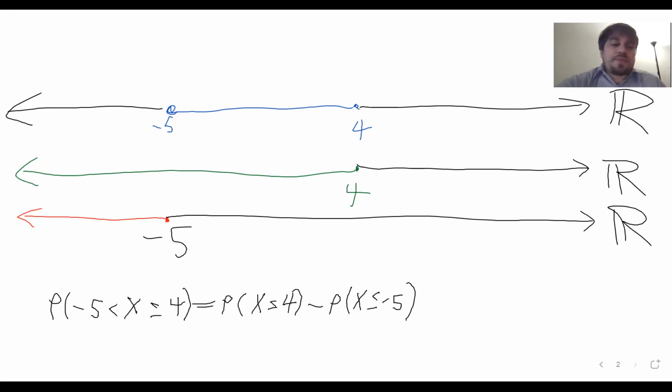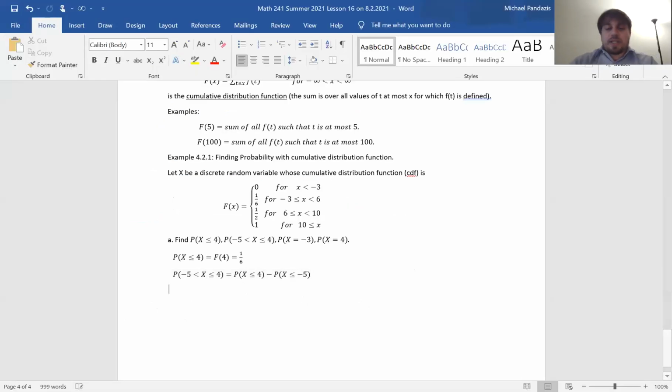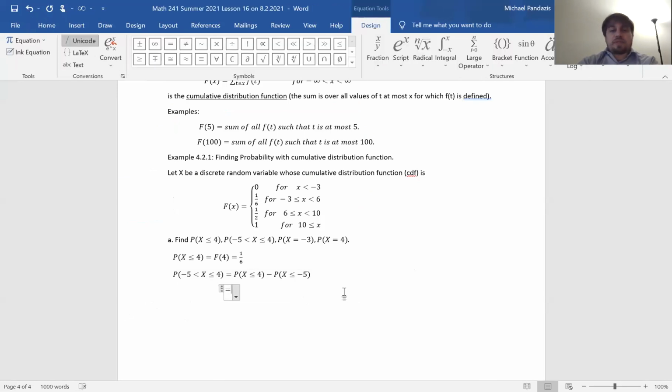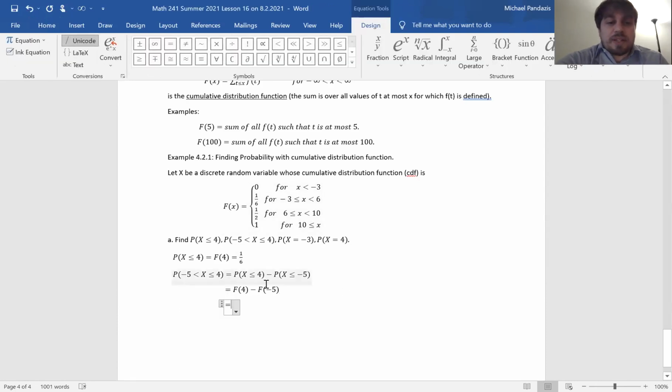And so this probability is equal to the difference of this probability and this one. So if you find this probability and this one, you plug them in and you get this number minus that one, and that's the answer. Okay. So let's go back here. So it's this probability minus this one, and these are values of the CDF, the cumulative distribution function. This is capital F of 4, the probability that capital X is at most 4, minus capital F of negative 5, the probability that capital X is at most negative 5. And so you can use the given definition of capital F for these values.